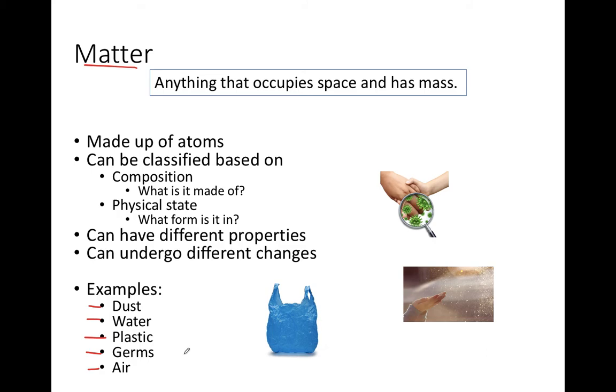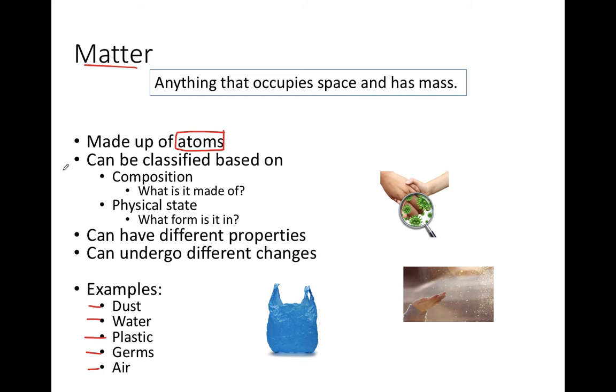Some examples that aren't matter are things like energy or thoughts. Those things don't have these same qualifications of having mass, so they don't necessarily qualify as matter. All matter is made up of some fundamental building blocks, which are called atoms. We'll go deeper into what atoms are on the next slide, but essentially all matter is made up of these atoms.